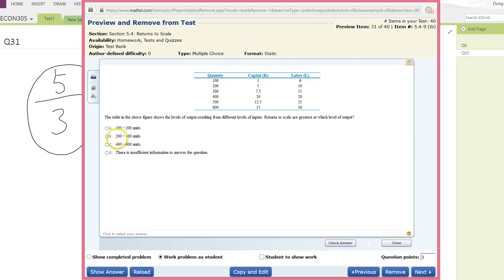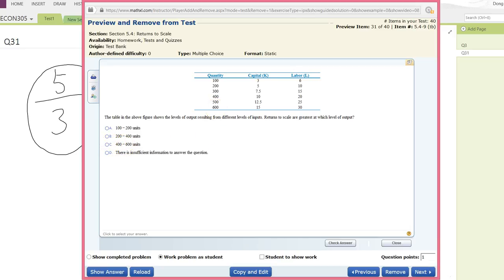So what about B? From 200 to 400 units. Again, the output doubles, and then what happens to the inputs? For capital, it starts from 5 and increases to 10, and for labor, it starts from 10 and increases to 20. So both inputs also double. So in this case, this is constant returns to scale for B, compared with A, which has a higher return to scale.